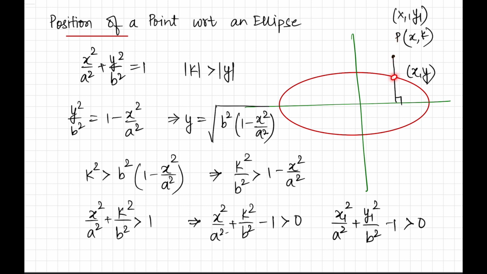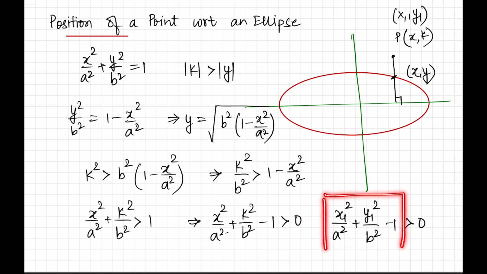If the point lies on the ellipse, k will become equal to y. So here the greater than sign will be replaced by an equal to sign. And if the point P lies inside, we can say the distance k becomes smaller than y. So I hope you understand this condition.